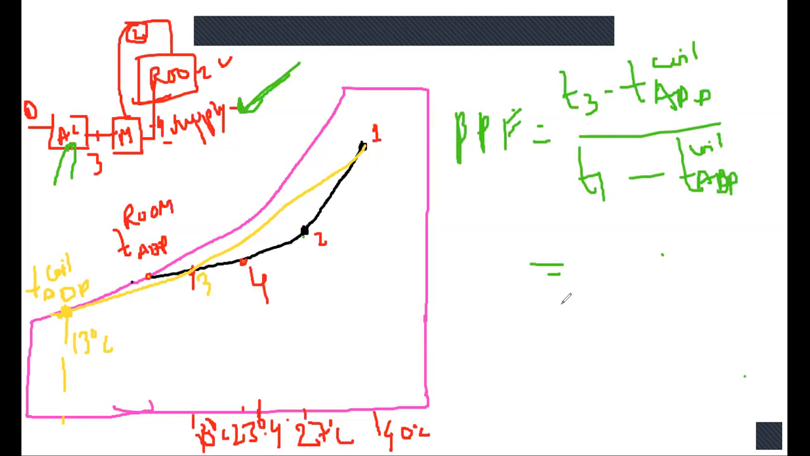Here T3 is given. T3 is 23.4, minus T coil is 13, divided by T1, which is given.